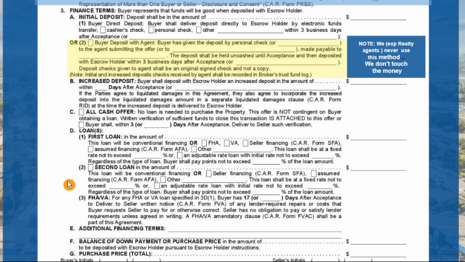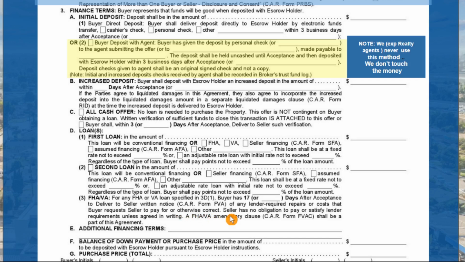Second loans are not very common either. If there was a situation where one was needed, I would go over that in detail with the buyer. If it's going to be an FHA or VA loan, then it has to be specified here. And the buyer has 17 or other days, if specified, after acceptance to deliver to the seller Form FVA. And that discusses any lender-required repairs or costs that the buyer will request the seller to pay or otherwise correct.